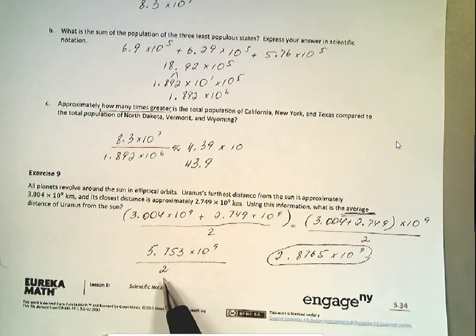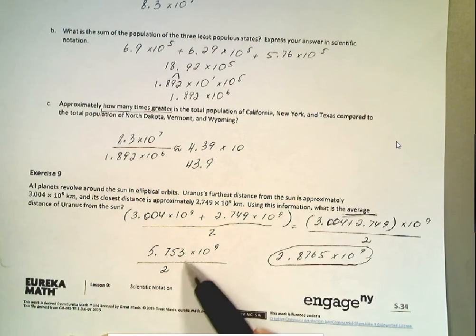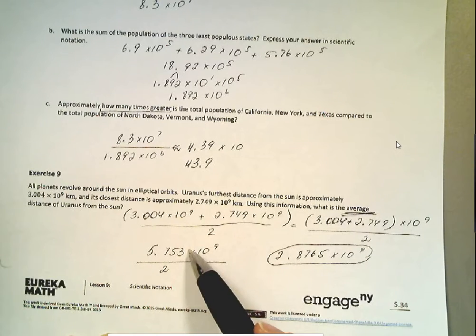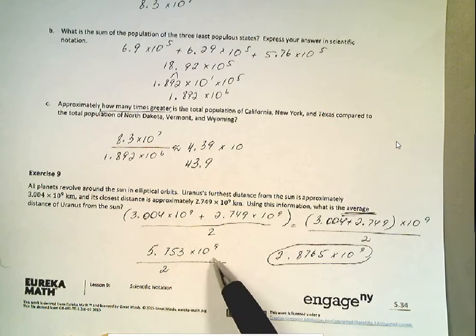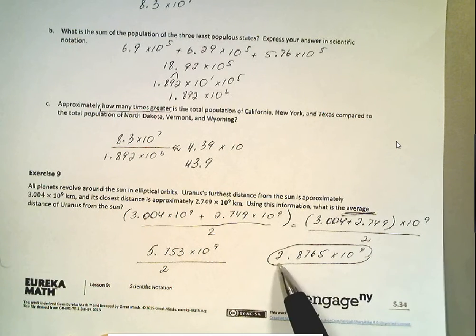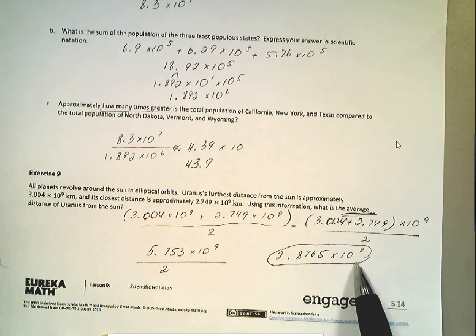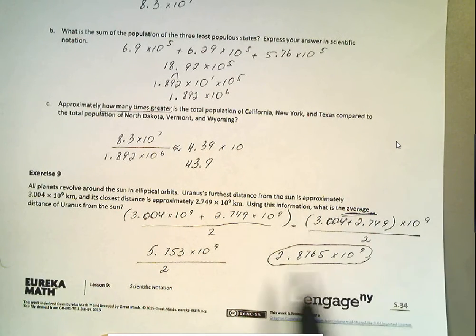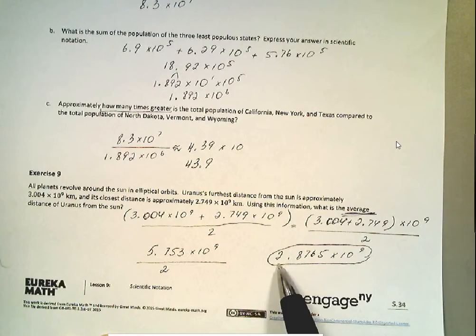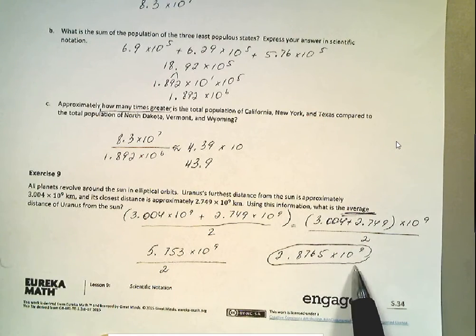And all I need to do now is to divide these two numbers to get my answer. 10 to the 9th power will stay the same. Nothing is affected here. So I will get 2.8765 times 10 to the 9th. The number is written in scientific notation because 2 is in between 1 and 10, and that is multiplied by the power of 10.